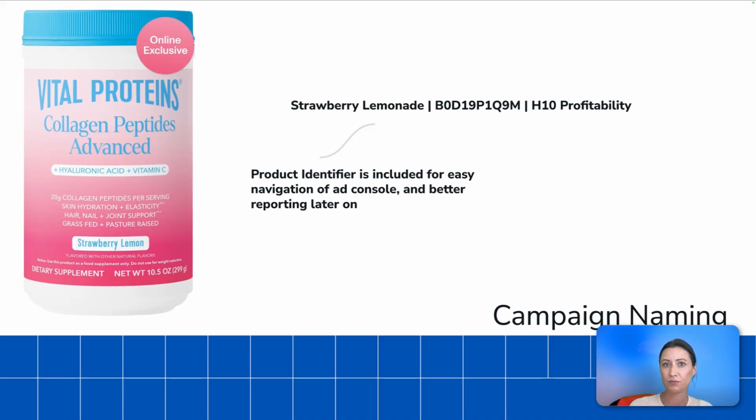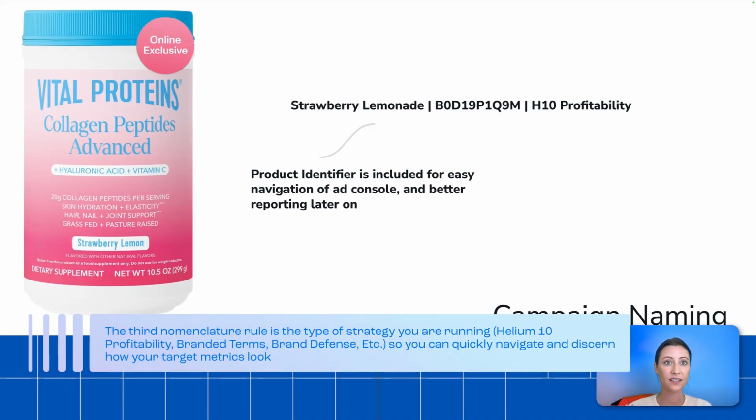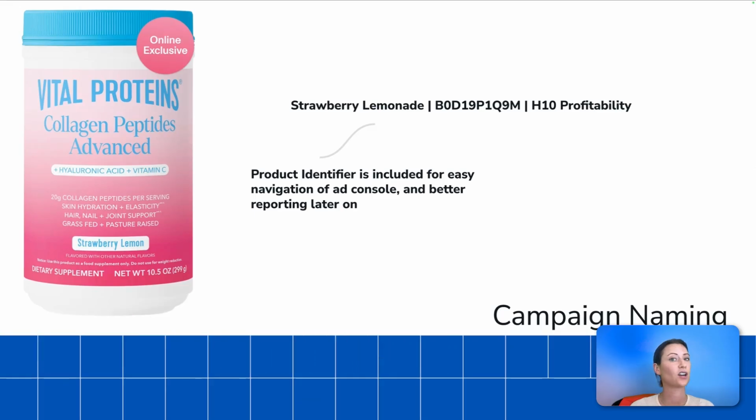The last thing that we do put in there as well is the type of strategy we're running. And this could be a few different sections. You could do Helium 10 profitability. You could do ranking. You could do your branded terms or brand defense. The reason you want to put that strategy in there is some of your campaigns may be optimized in a different fashion. Now, we've talked about bid management, and we're going to dive into some different bid rules you can apply, but not all campaigns should be created equal.